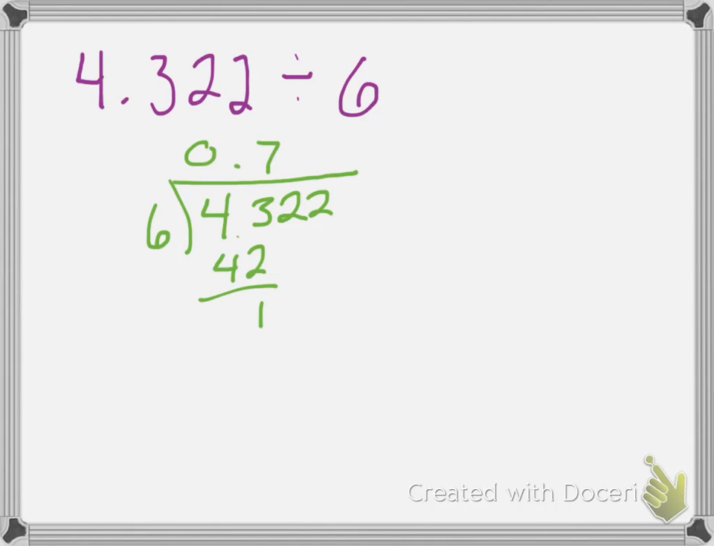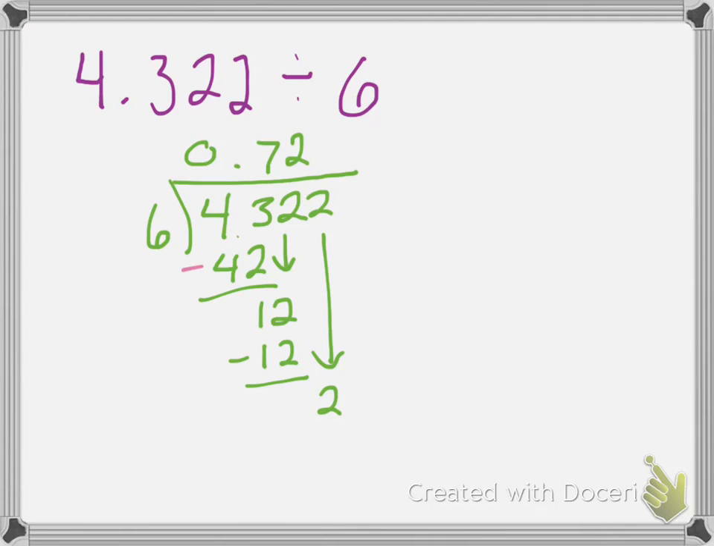and 43 minus 42 is going to give me 1. And then I'm going to draw my arrow to bring down the 2. So that's going to give me 12. 6 times 2 is going to give me 12. And subtract those. And then that's going to give me 0. So I'm going to bring down my last remaining number, which is going to be a 2.